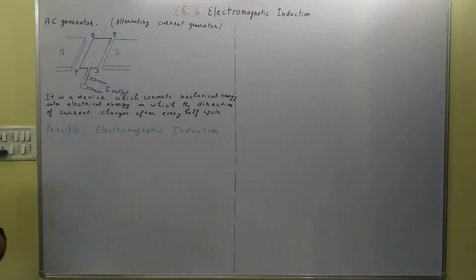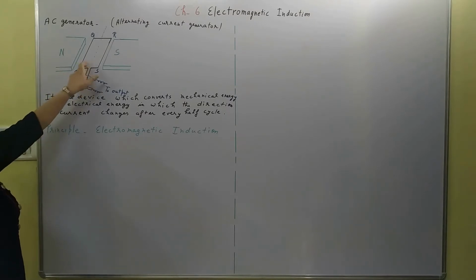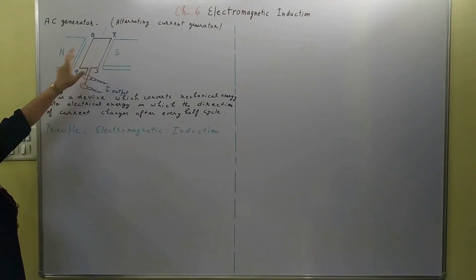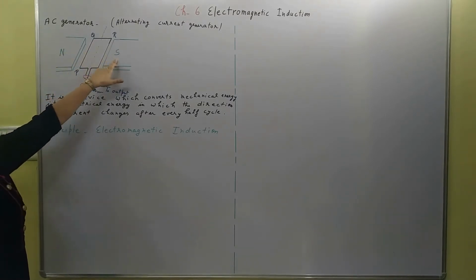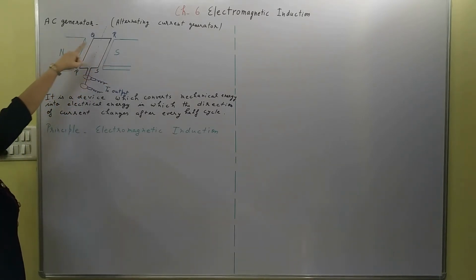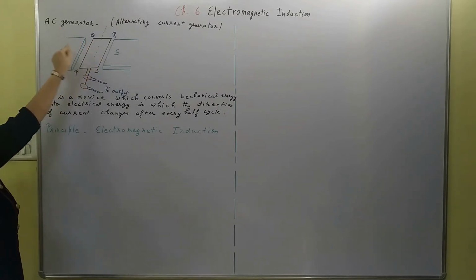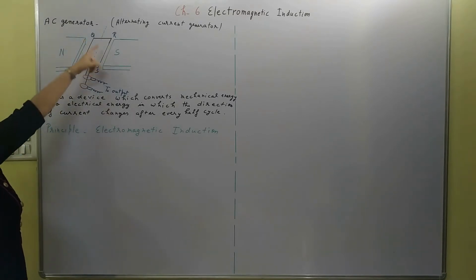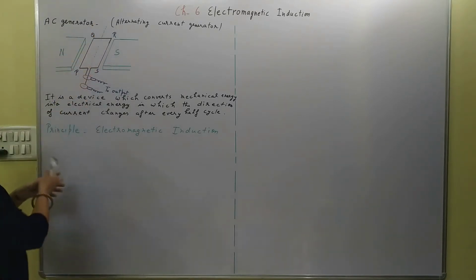Right, so let's first discuss the construction. A rectangular coil, that is the armature, is placed between the two magnets, north and south, and the axis of the coil is perpendicular to the direction of the magnetic field. So look at the direction of the magnetic field, it is from north to south, and this is the axis.